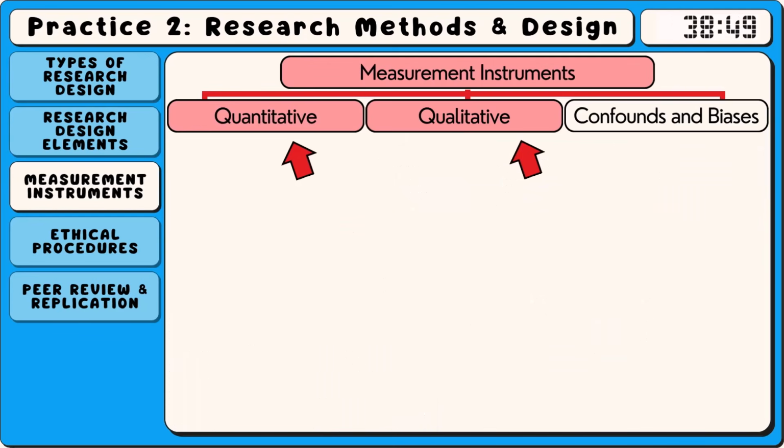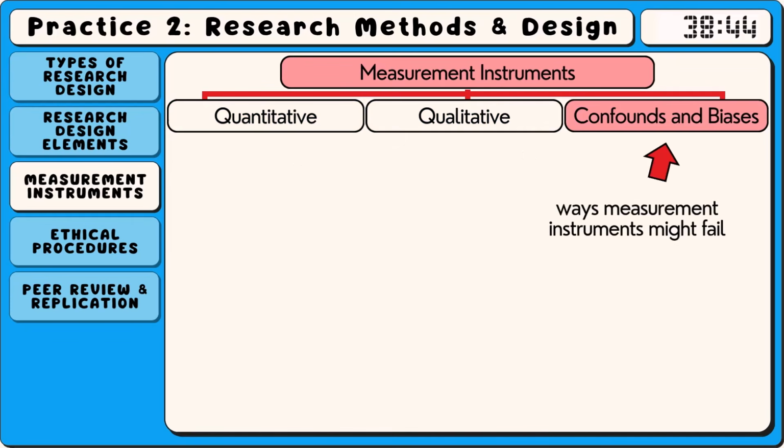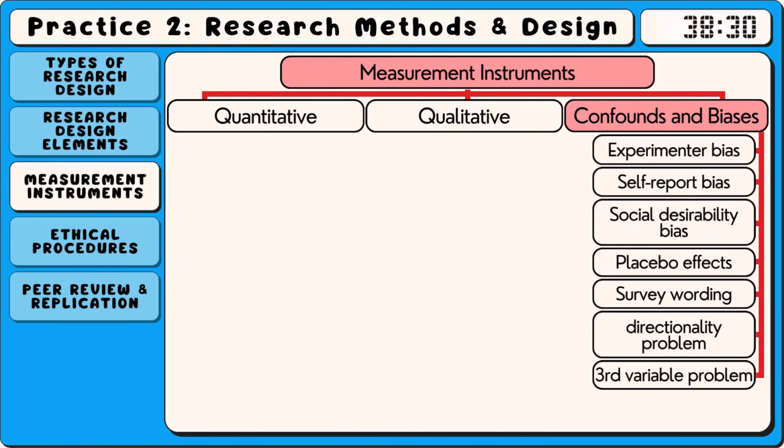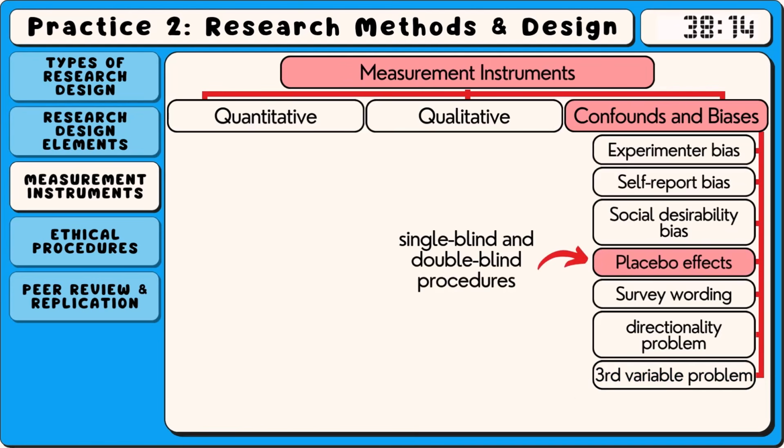Okay, now you know the common measurement instruments that you need to know about for AP psychology. Let's talk about some ways those measurement instruments might fail. Essentially, biases and confounding variables can skew the results of studies. Obviously, researchers want to avoid this, so let's discuss. For AP psychology, you need to know about the following biases and confounds: experimenter bias, self-report bias, social desirability bias, placebo effects, survey wording, the directionality problem, and the third variable problem. We'll also look at how single-blind and double-blind procedures can be used to address placebo effects.